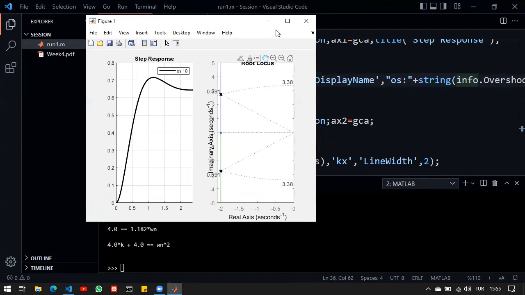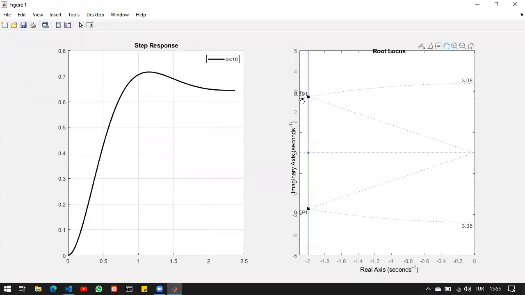Now we have chosen a certain zeta value, which was 0.591. So we're on that line here. And we have also the omega n value, which is 3.38. And if I multiply them, I will get this exact point. Now here we can also see that the overshoot value is as expected. That's also nice.